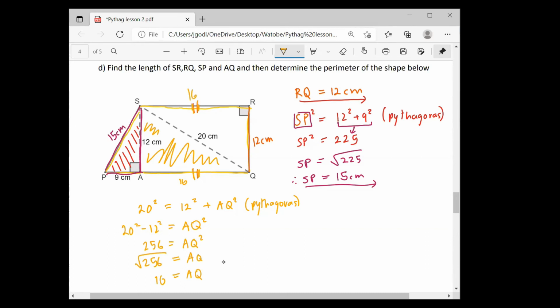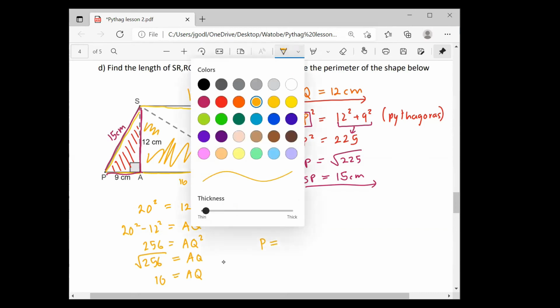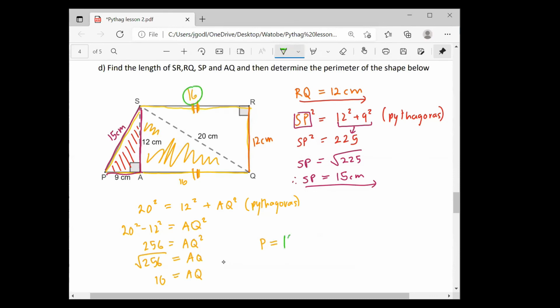So we actually don't need to do any more Pythagoras. Our perimeter is going to be, I'm going to use a wildly different color so you can see what I'm adding, 16 plus 12 plus 16 plus 9 plus 15. All of that together gives us the beautiful 68 centimeters. Okay, so just lots and lots of steps. We just have to take one step at a time.